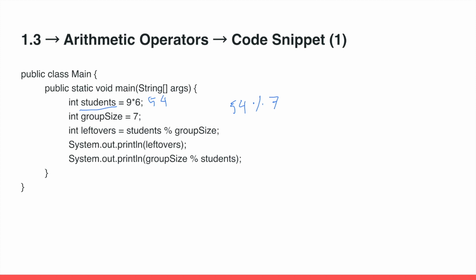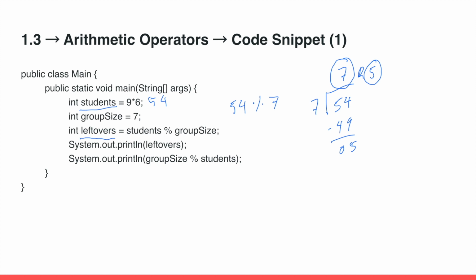And the result of this is going to be stored in the variable leftovers. So if we have 54 modulo 7, 7 goes into 54 7 times, so we have 49, 54 minus 49, remainder 5. That means we're going to have 7 groups of students, and 5 left over without a group. So presumably we'll have one other group with 5 students in it.